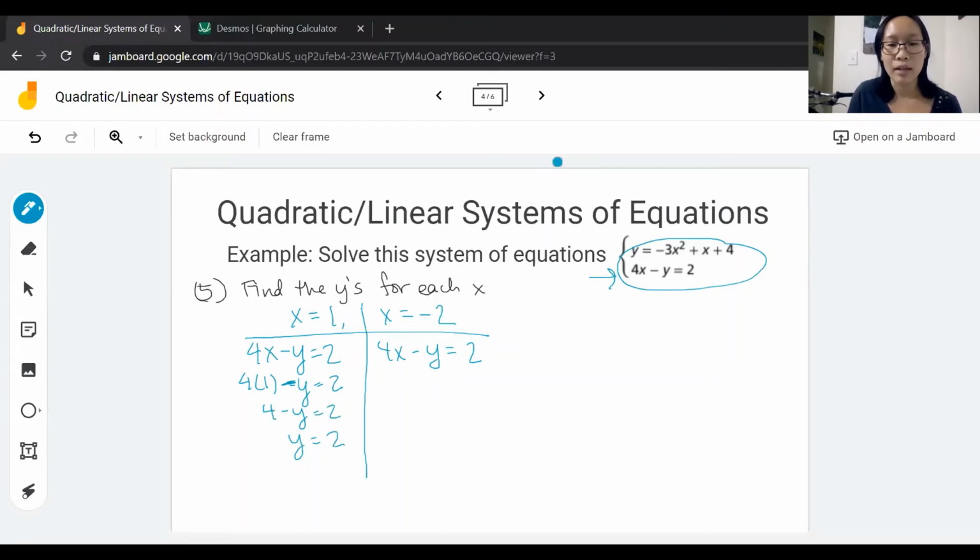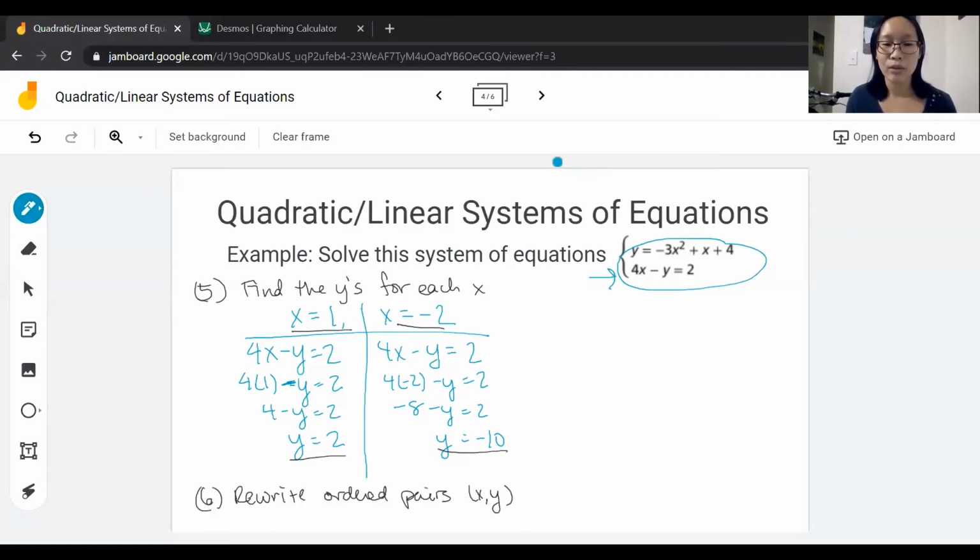When my x is negative 2, 4 times negative 2 minus y equals 2. Negative 8 minus y is equal to 2, and that gives me y is equal to negative 10. Now that I have my x values and my y values, I can rewrite this as ordered pairs (x, y). My first ordered pair is (1, 2), and my second ordered pair is (negative 2, negative 10).